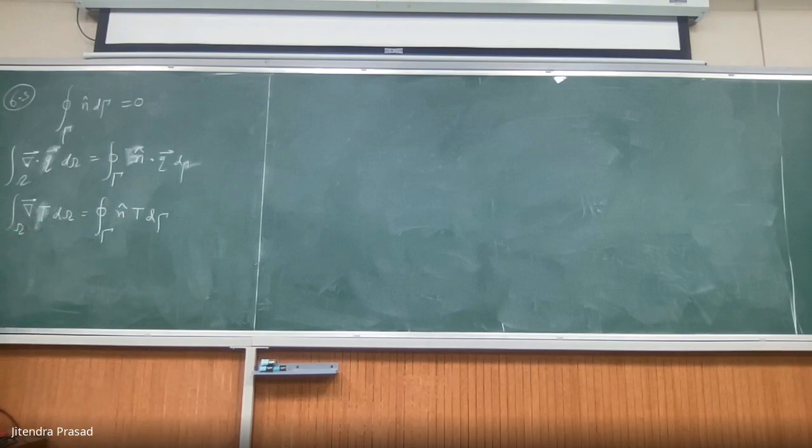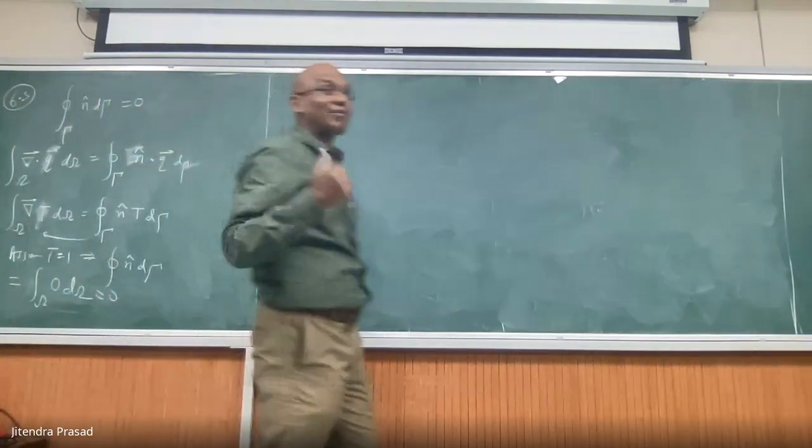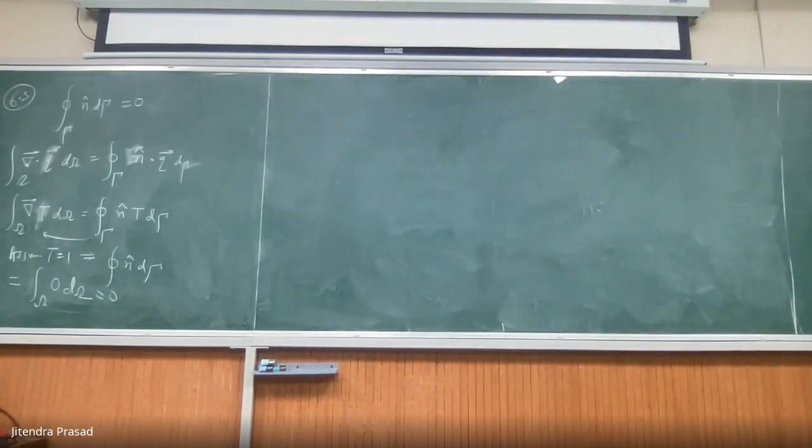Now, see here. This is equal to 0. You have to prove it. Now, assume t equal to 1 in this case. That means this integral of n d gamma is equal to this one, which is the gradient of 1. What is that? 0. So 0. Very simple. This is a very powerful statement, right? So you can do a lot of things.